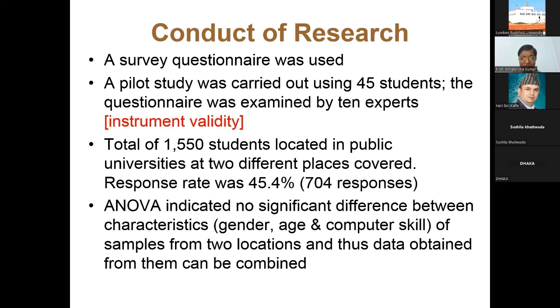A total of 1,055 students located in public universities at two different places were covered. Response rate: 454 responses. ANOVA indicated no significant difference between the characteristics, gender, age, and computer skill of the samples from two locations, and thus data obtained from them can be combined.